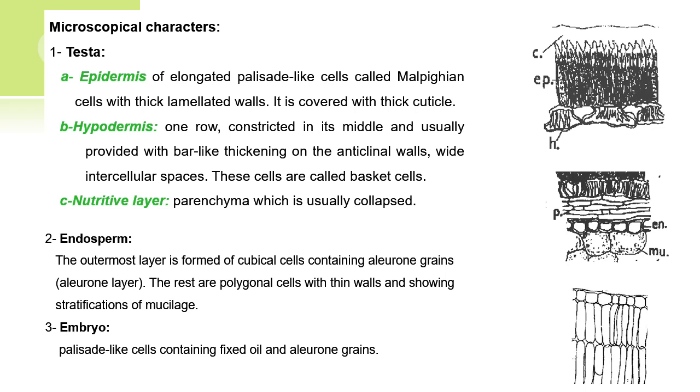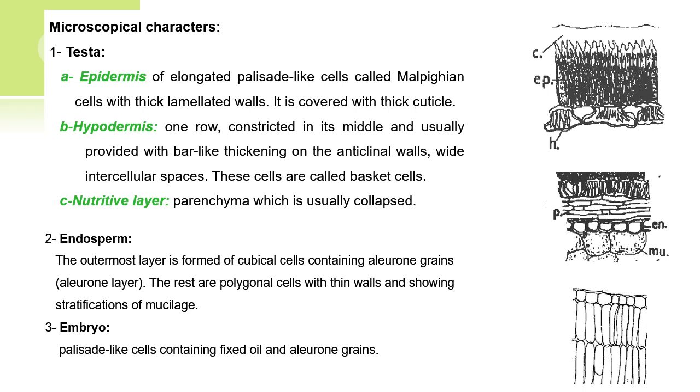The epidermis is followed by the hypodermis, which consists of cells with thin walls and intercellular spaces. The walls are thickened with bar-like thickening and constricted in the middle, giving a basket-like appearance. So this layer is known as basket cells. After the hypodermis, there is a collapsed layer of collenchyma, the hyaline or nutritive layer.